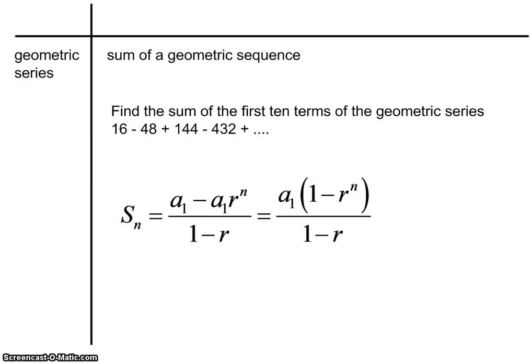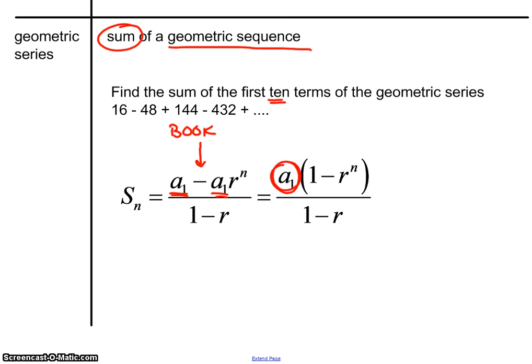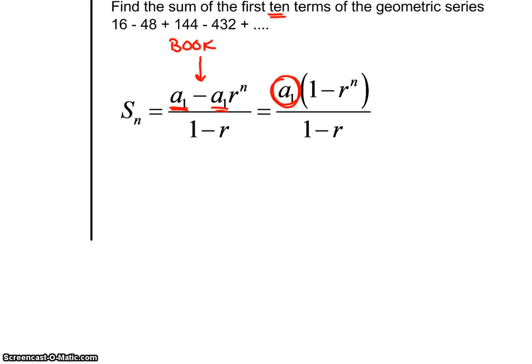All right, so then we still can do a series with geometric. And these can get kind of ugly once in a while because the formula is a little more nasty. But again, geometric series means we're looking at the sum for a geometric sequence. So if I want to find the sum of the first 10 terms in this series, 16, negative 48, 144, negative 432, okay, I want to add all those up. Now, the book gives this formula. Other books will factor out the first term. Okay, they both work. I prefer the second one, mainly because it just makes it easier in the calculator.